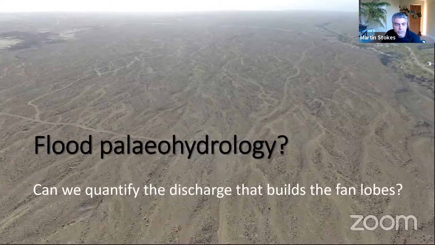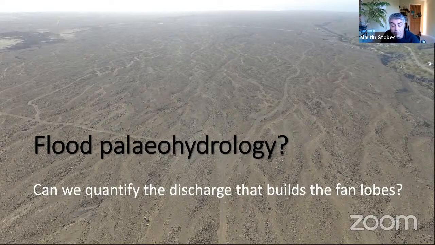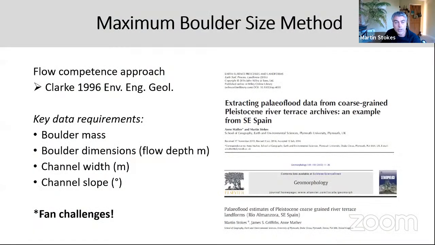So the thing that we're really interested in is, can we actually get a flood paleohydrological signature, and can we start to quantify the discharge that's built these lobes when they've avulsed and then started to form. So we've played around with paleohydrology quite a lot over the years, mainly on river terraces and mainly from southeastern Spain. A couple of papers have been presented in some shape or form in former FLAG contexts. And one of the approaches that we used was the maximum boulder size method.